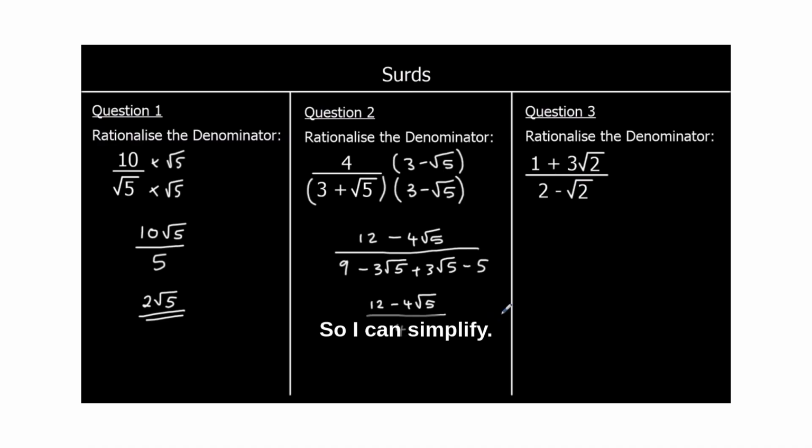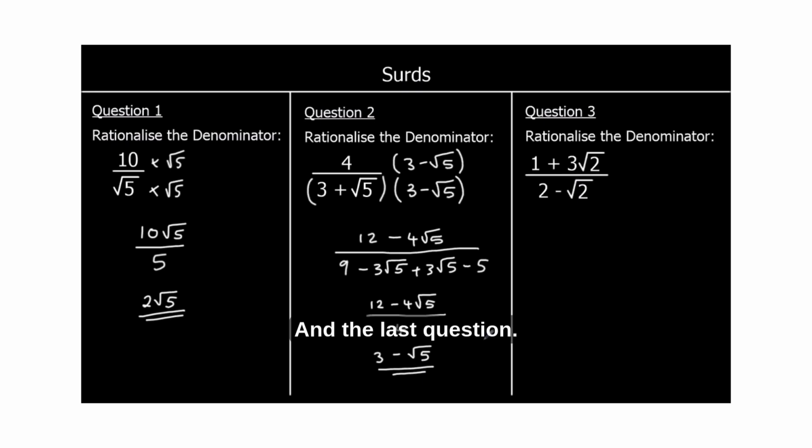So I can simplify, divide both my terms in the numerator by 4. So 12 over 4 is 3. And 4 root 5 over 4 is just root 5.